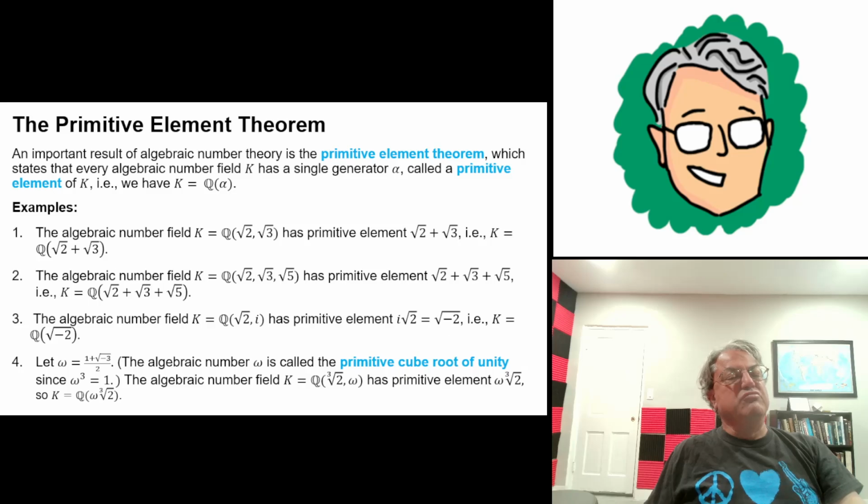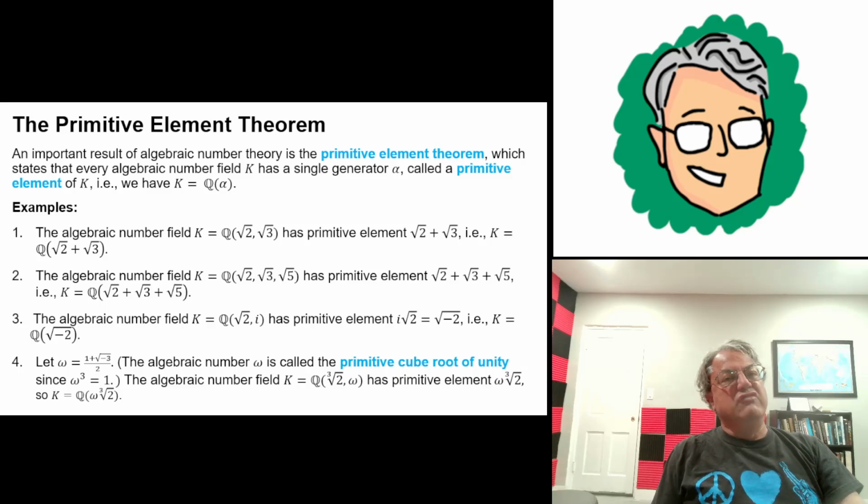But what the primitive element theorem says is that every number field, every field extension of Q, in other words, every algebraic number field, has a primitive element. You can give it just one generator. You don't need more than one.